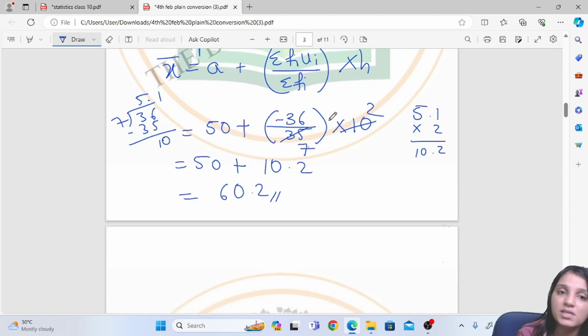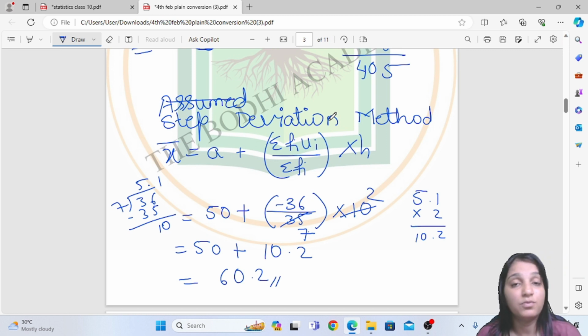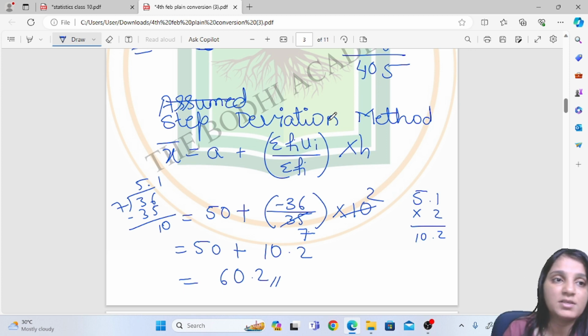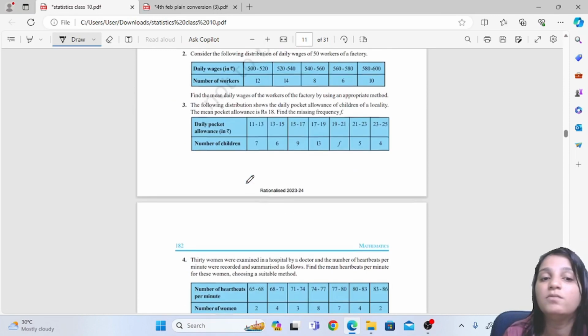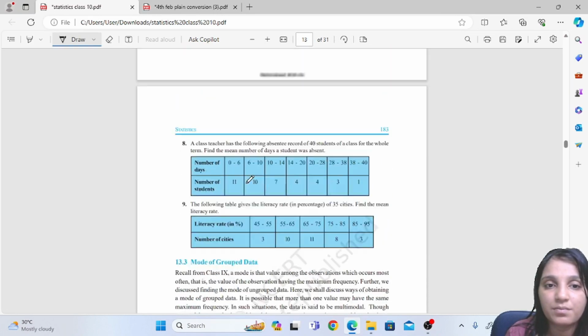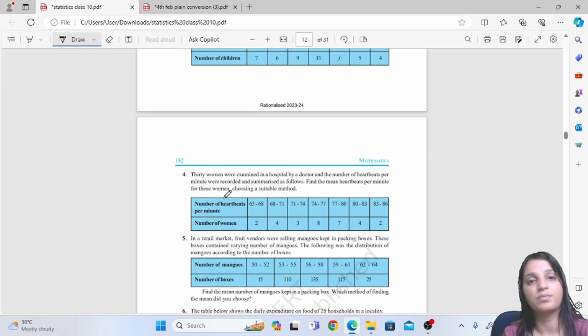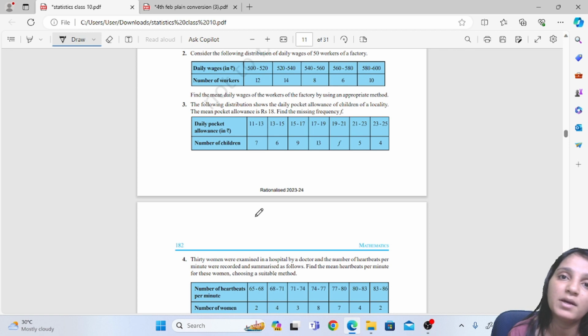So you can see we have covered all three methods to find the mean. So next class we will solve the first exercise of statistics, and we'll solve only the mean questions which are asked in the exams. Some of them we will solve by the direct method, some by the assumed mean method, and some by step deviation.